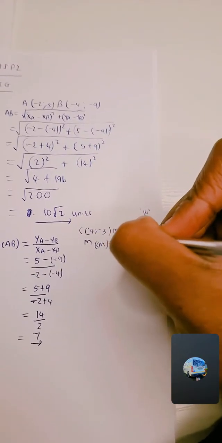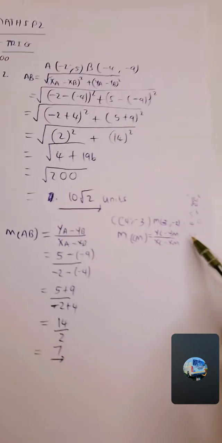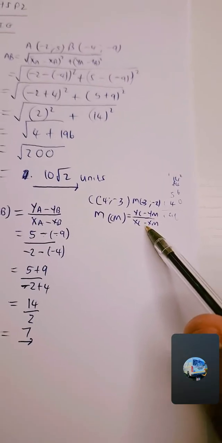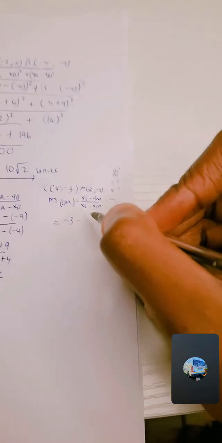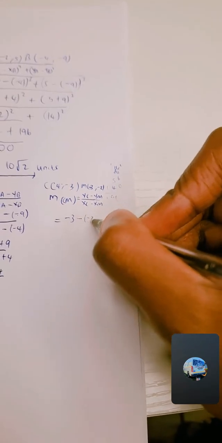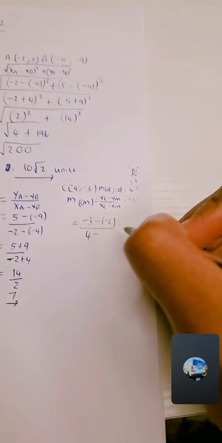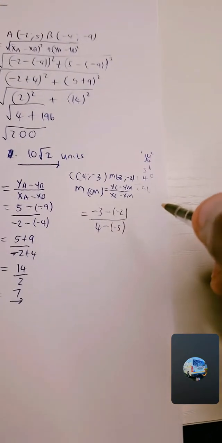Y of C minus Y of M, over X of C minus X of M. So the y coordinate of C, we have -3, minus the y coordinate of M, -2, over the x coordinate of C is 4, minus the x coordinate of M, -3 in brackets.